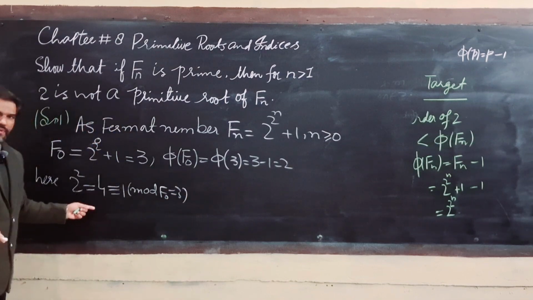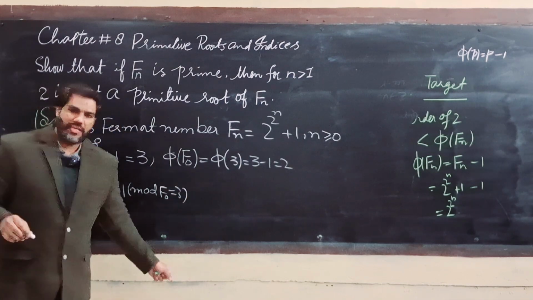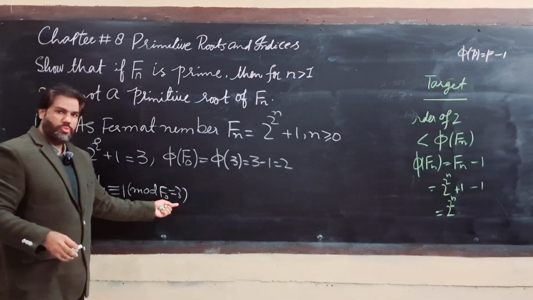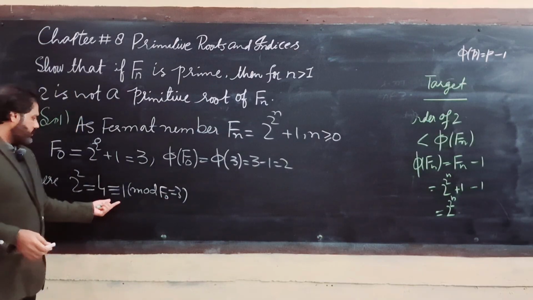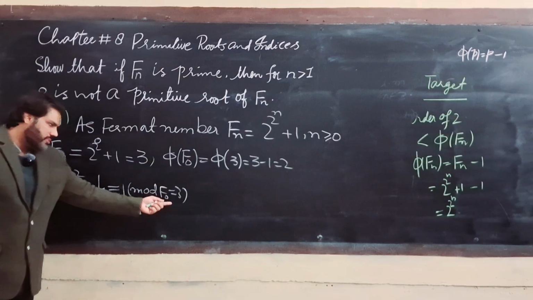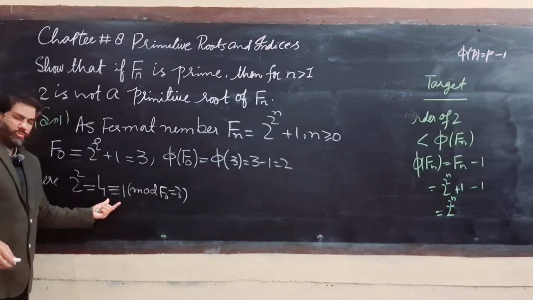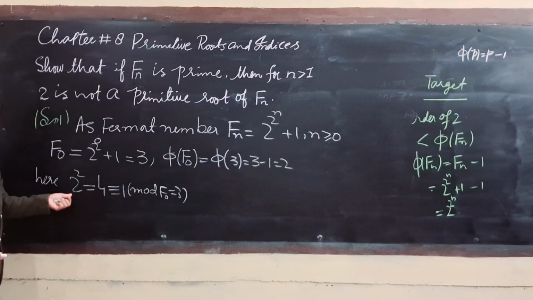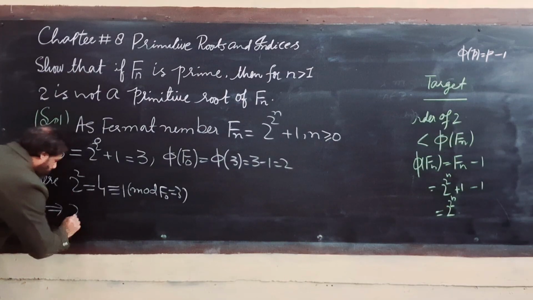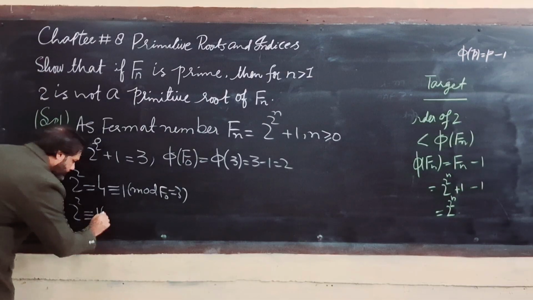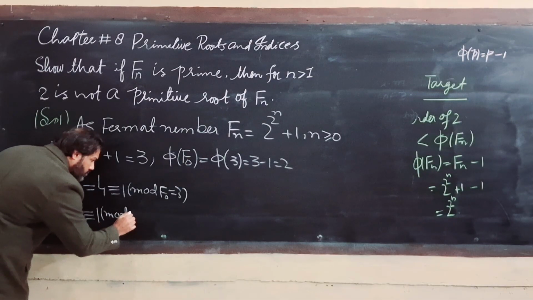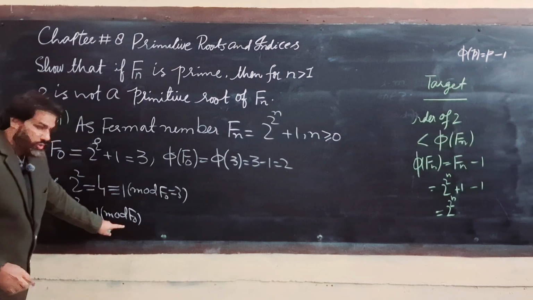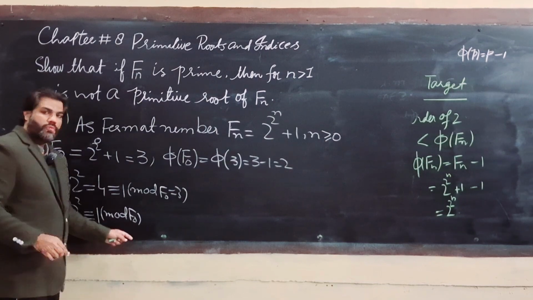Yes. What is the definition of congruency? Two numbers are congruent to each other if their difference is divisible by the modulus. You can notice that the difference 4 minus 1 is 3, and 3 is divisible by 3. This shows that these two numbers are congruent, and 4 is equal to 2 squared. So 2 squared is congruent to 1 modulo 3, and modulo 3 means modulo F0. This shows that the order of 2 is 2 modulo F0. Hence, 2 is a primitive root of F0.